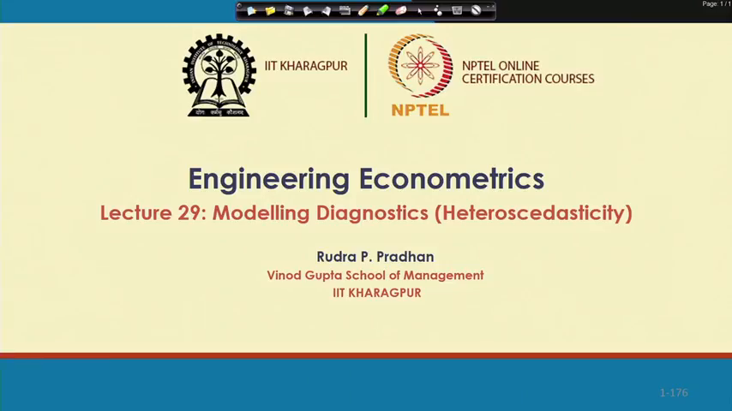Welcome to Engineering Econometrics. Today we will continue with model diagnostics and that too the problem of heteroskedasticity. Like autocorrelation, heteroskedasticity is also a problem with respect to error terms. In econometric modeling, we have dependent variables, we have independent variables, explained and unexplained. The independent variables unexplained is nothing but the error terms.